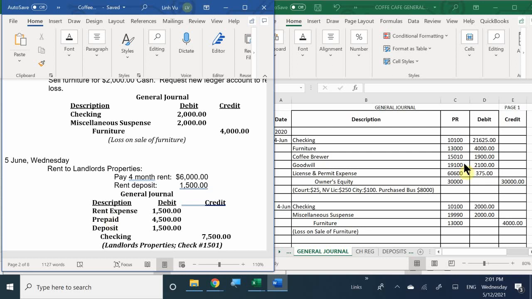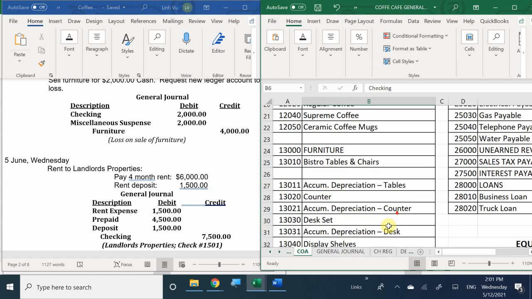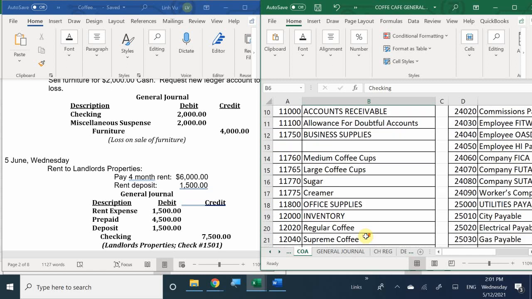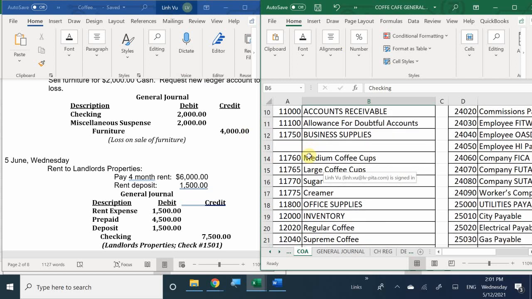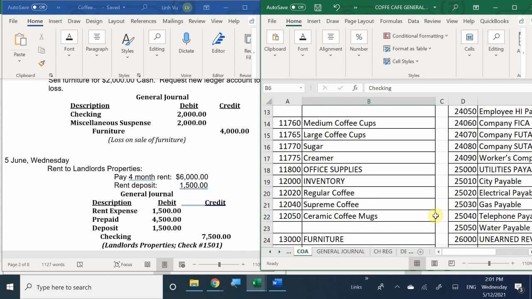Let's take a look at our chart of accounts to see if we have those existing accounts. Once again, chart of accounts. Do we have a rent expense account? Yes, we do, 62,000. Do we have anything prepaid on our list here? 16,000? That's advertising. Okay, no.